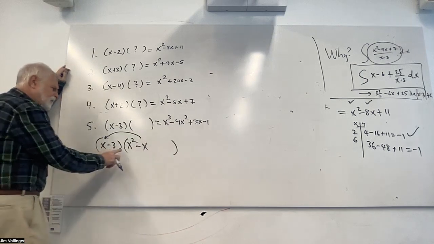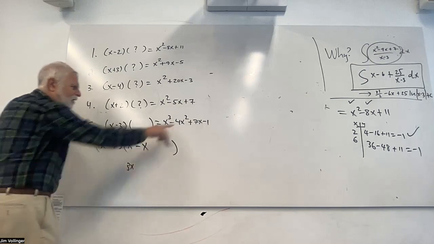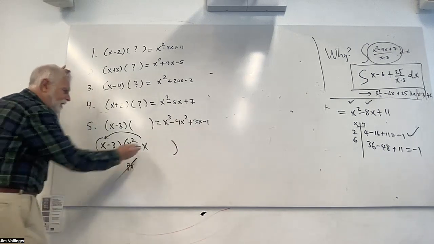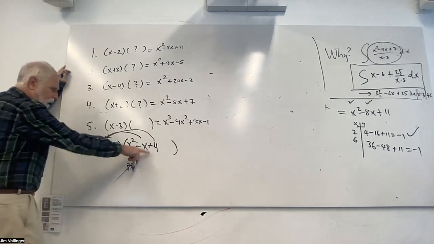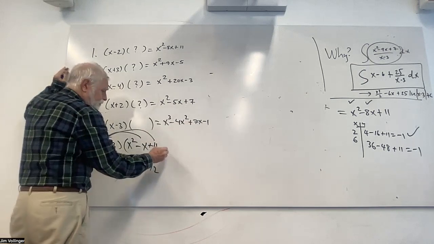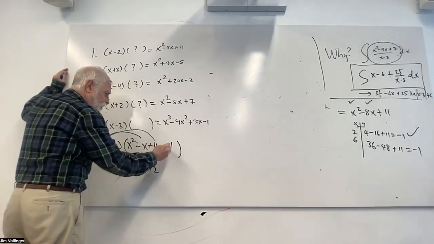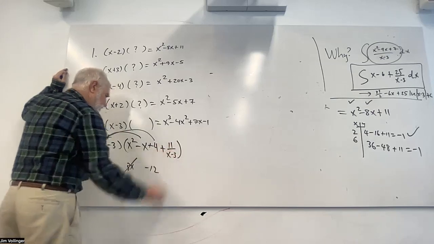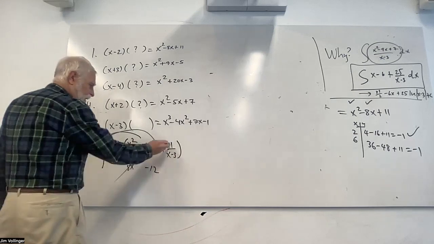And now I have minus 3 times minus x, which is positive 3x. I don't want 3x, I want 7. I better add another 4 x's. Okay? And of course, now I got minus 12, and I don't want minus 12. I want minus 1, so I better add 11 over x minus 3. And what's the friendly number? 3. So let's see if 3 gets us 11.